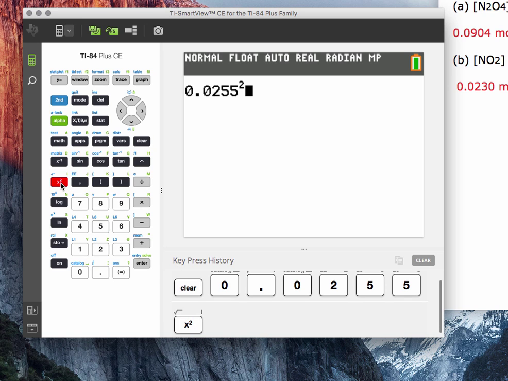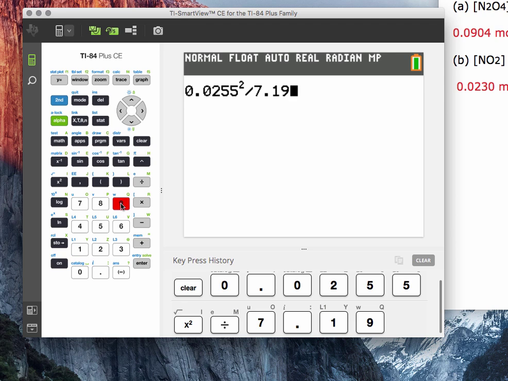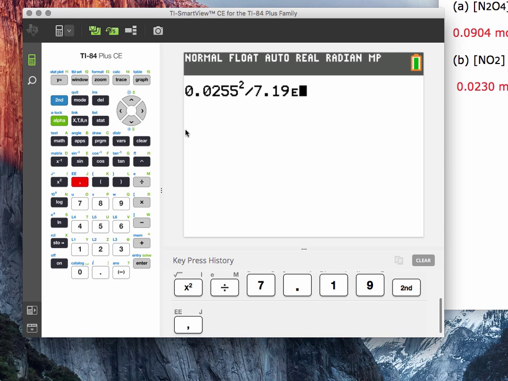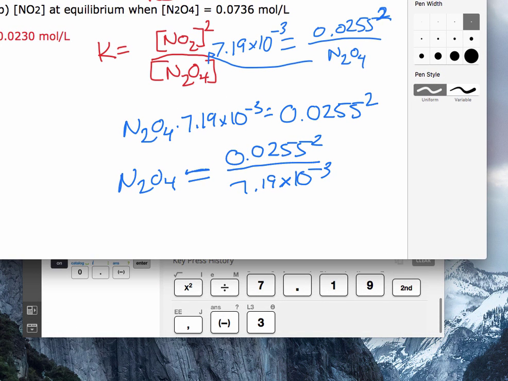55 squared, and then that is divided by 7.19 times 10 to the minus 3. So how do we enter that? We say 7.19. Let's see this little double E symbol here. So we're going to go second function double E, which means times 10 to the, and then not minus, but negative 3. We don't press minus 3. That's a no-no. We press negative 3. And that is solving this problem, 0.0255 squared divided by 7.19 times 10 to the negative 3.